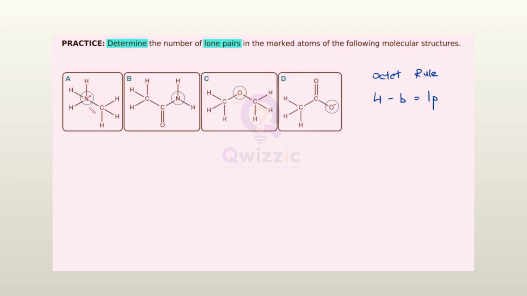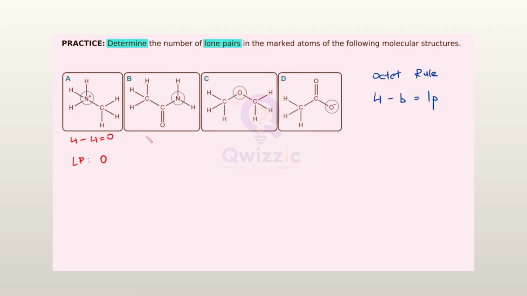Starting with A, we can apply that rule. We have 4 minus the number of bonds bonded to that nitrogen, which is 1, 2, 3, 4. 4 minus 4 bonds gives us 0 lone pairs. So we can say that the number of lone pairs here for A is 0.